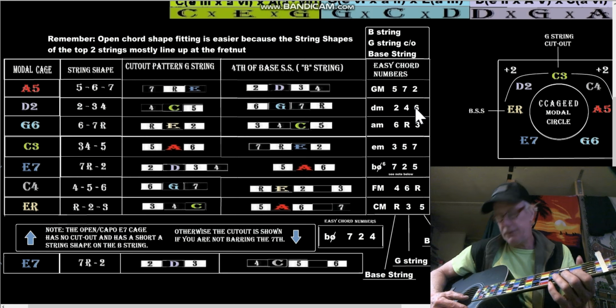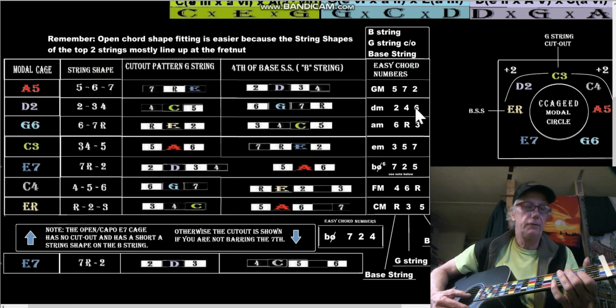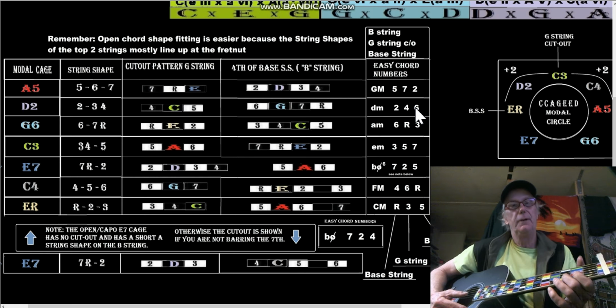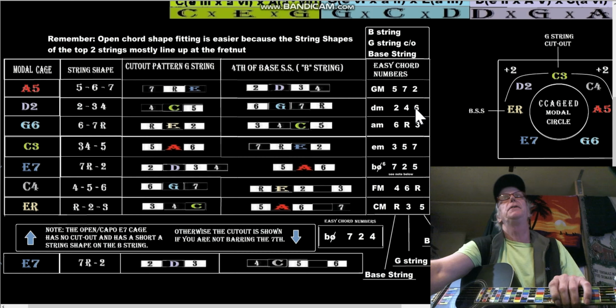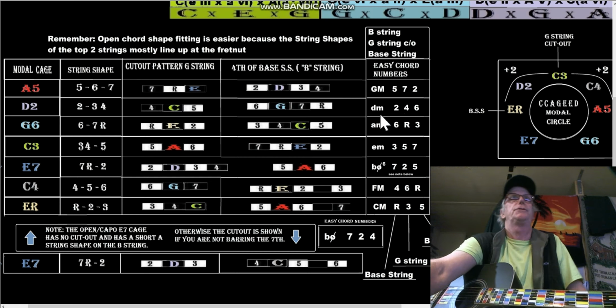Now let's look at that 6. 6, 7, root. 2, 3, 4. 6, 7, root. The 4 was 4, 5. The whole string shape was 4, 5, 6, but we cut out on the inner notes 4, 5 to 6. See how it spelled a D minor, 2, 4, 6. So we're using the power of those numbers.